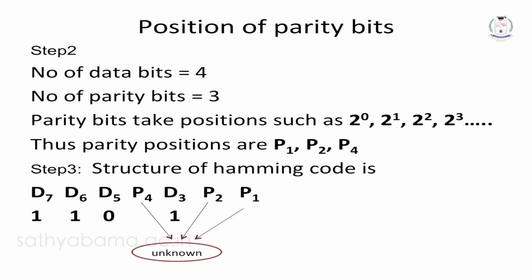Now I know the length, next I need to fix the position of the parity. The parity will take positions like 2 to the power of 0, 1, 2, 3 and so on. Since we have only 3 parity bits, it's going to be P1, P2 and P4. And the structure of the Hamming code will look like this, where you have the data and the parity bits intervened. The positions of the parity bits are fixed.